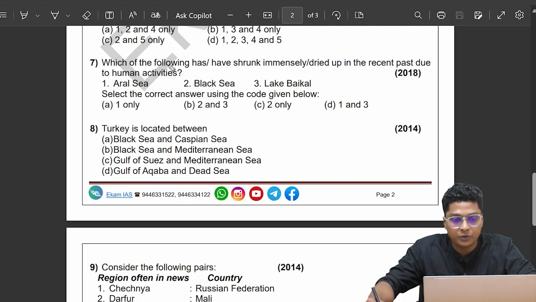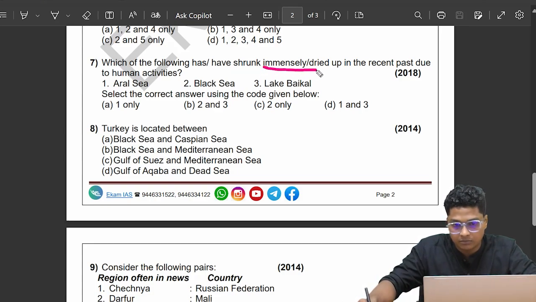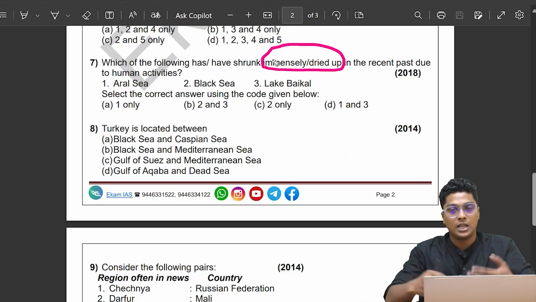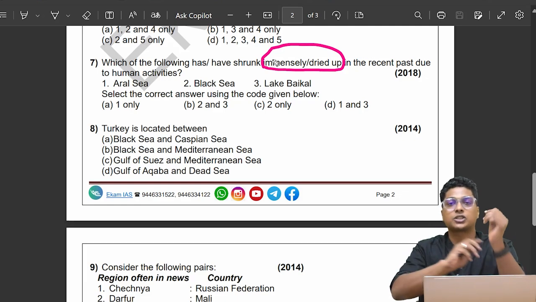Look at the word here. Which of the following has or have shrunk? Shrunk means drying up. Immensely, okay, immensely dried up. Dried up means it's no more there. Immensely means large part it has shrunk.